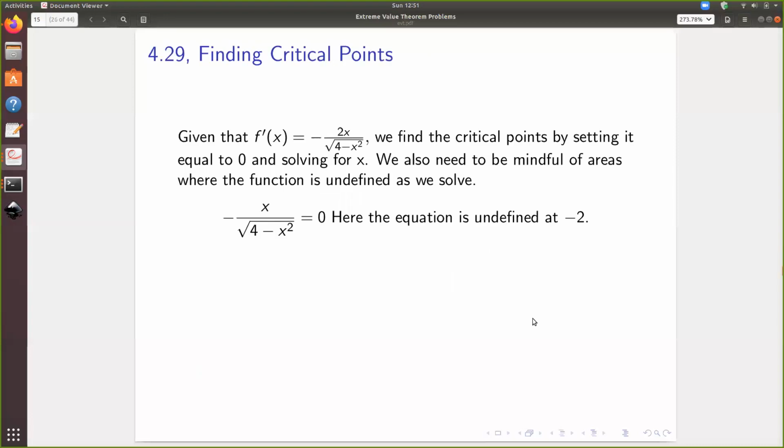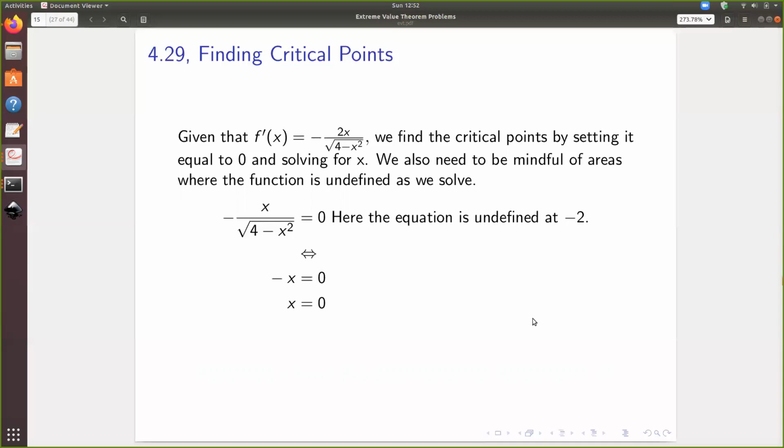Now, given that f prime of x equals negative 2x over the square root of 4 minus x squared, we find the critical points by setting it equal to 0 and solving for x. But we need to be mindful of areas where the function is undefined as we solve. So right here, we have an immediate sticking point. If we plug in negative 2, which is in our interval of things that we care about, we get an undefined point. So negative 2 is a critical point right now.